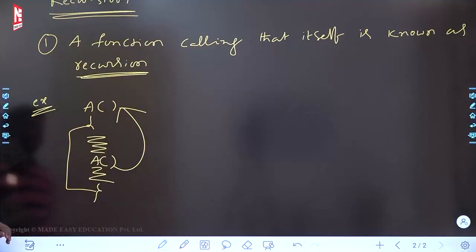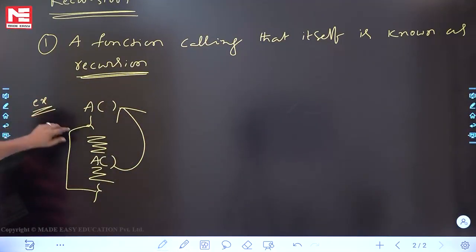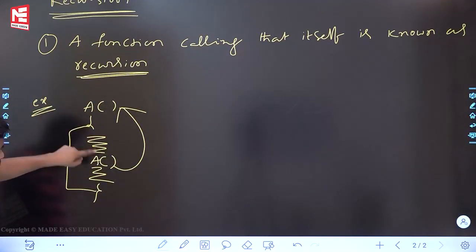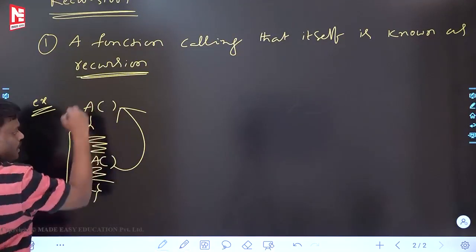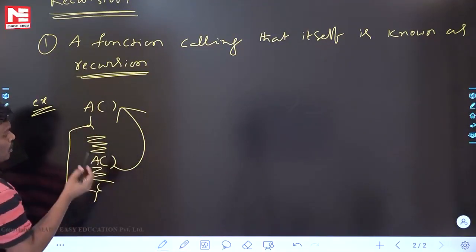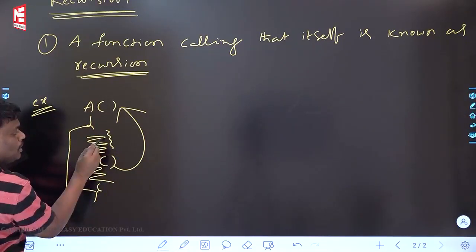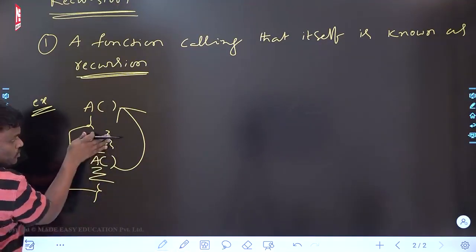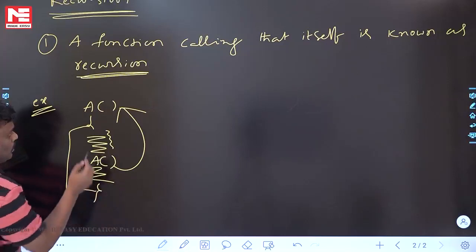A function calling itself is known as recursion. See, A internally calling A. Here some work is there. Suppose some students are asking me, A is calling A, that's okay, but when will you stop? When you are coming like this, here maybe you can stop. If this stopping condition is not there, A calling A will go into something like an infinite loop.